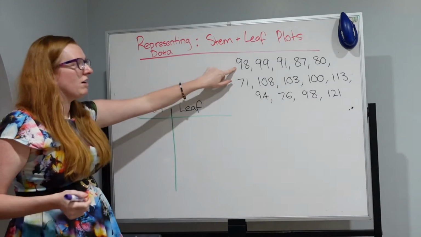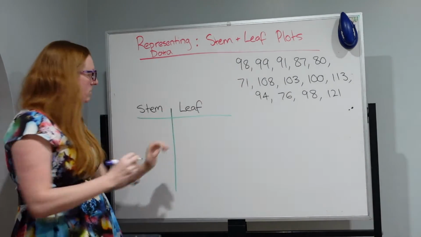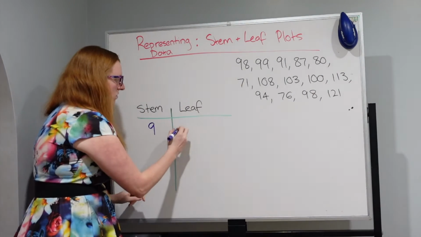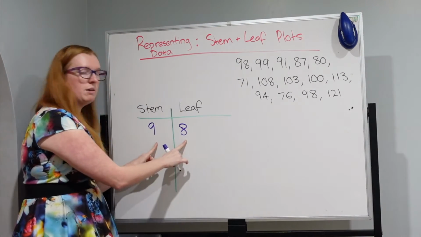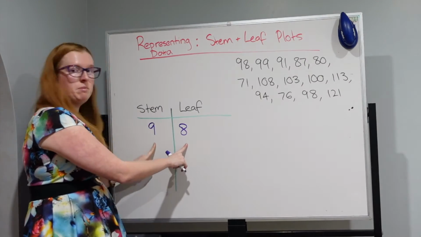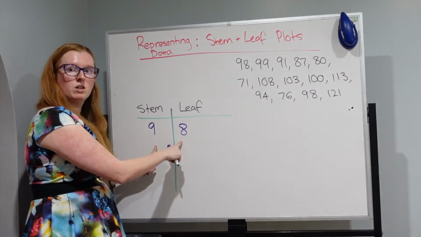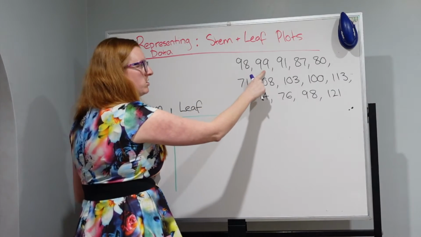So here I've got the number 98. So I'm going to put a 9 in the stem and the 8 in the leaf. Okay, so I've written the number 98. The stem is the first digit, and my leaf is my second digit. Cool. Now I'm going to go across and I'm going to do my next one.